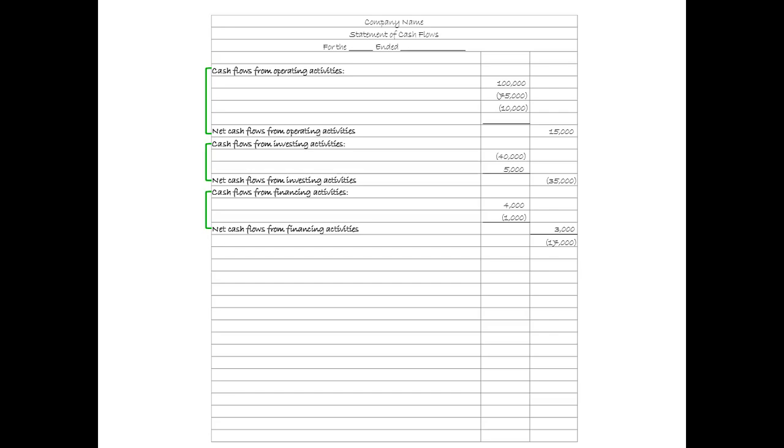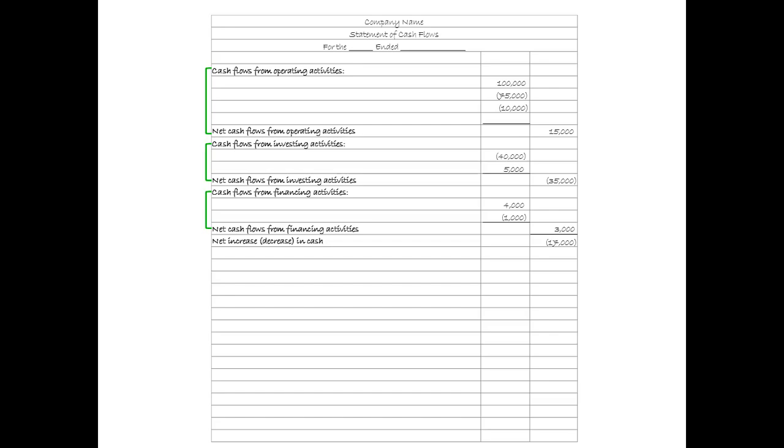Now we need a label for this total. Think about this. Remember that every penny of cash that came into the company and that went out of the company during the accounting period has to be in one of the 3 sections. Since we've included all of the changes in cash, the total of the 3 sections is the total change in cash. This is called the net increase or decrease in cash.